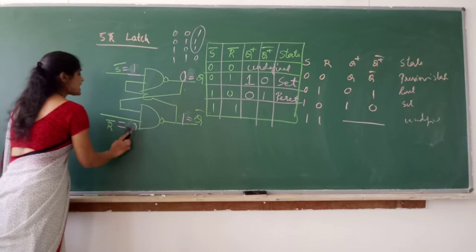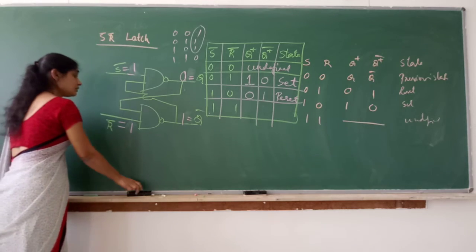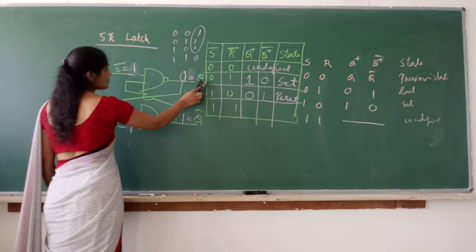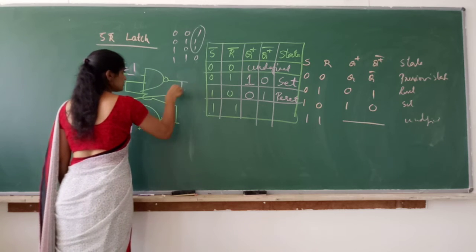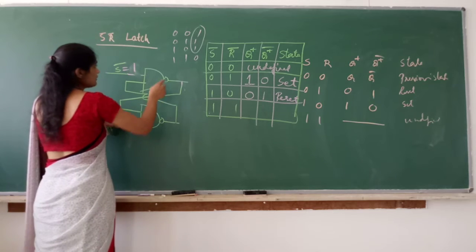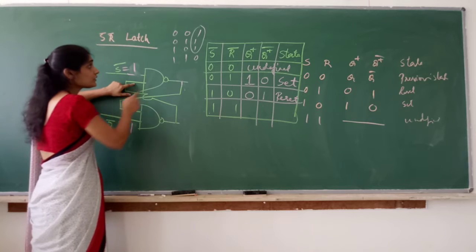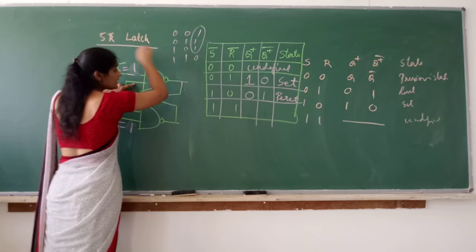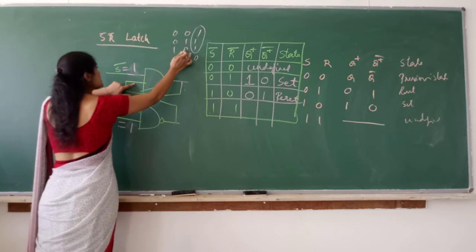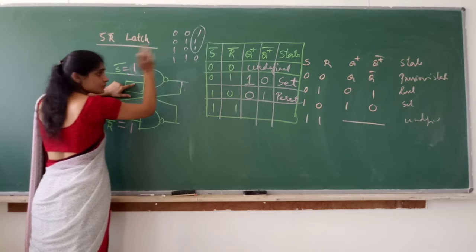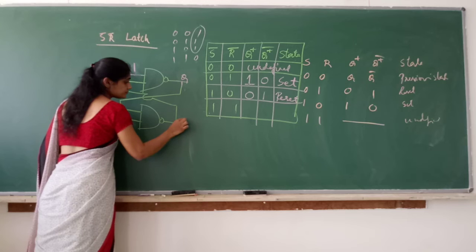Okay, now what is the last combination we have? S bar also 1, R bar also 1. Now what is the output? Okay. So 1, 1. One of the input is 1, but without the other input, I cannot tell the output of the NAND gate. If any one of the input is 0, I can tell the NAND gate output as 1. But one of the input is 1. If the other input is 0, then it will be 1. If the other input is 1, then it will be 0. So I have to consider the other input, which is Q and Q bar.